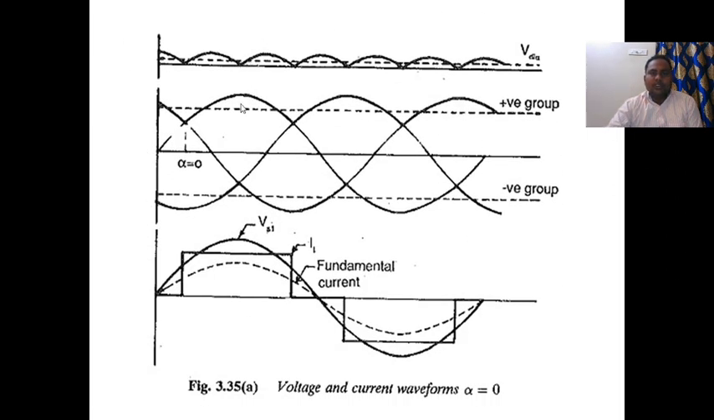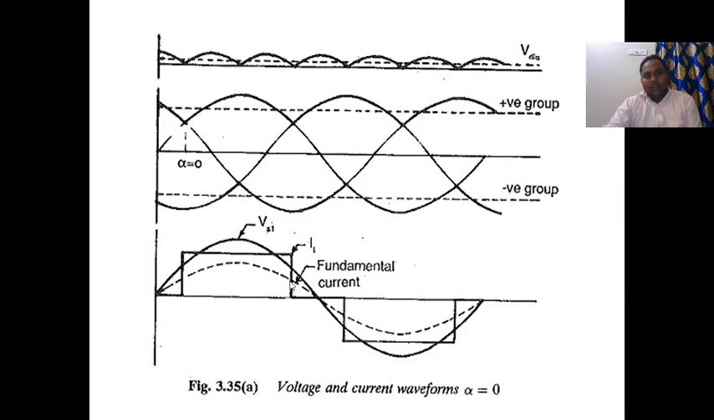Please observe the waveform. This is a three-phase waveform, positive group and negative group. This is the waveform for firing angle alpha equal to 0 degrees only. If the firing angle is 0 degrees, the 6 pulses are 1, 2, 3, 4, 5, 6. The 6 pulses are generated by using this sinusoidal wave.